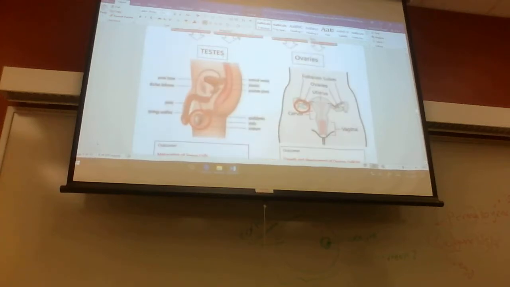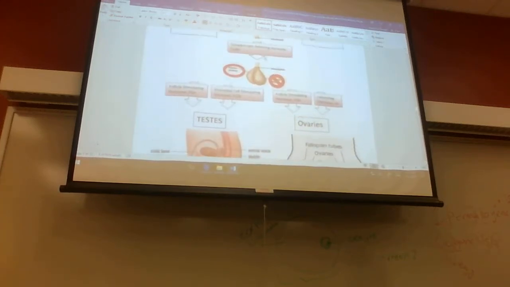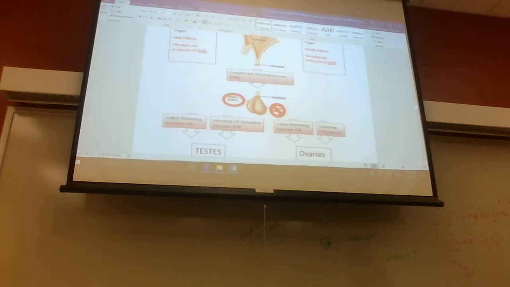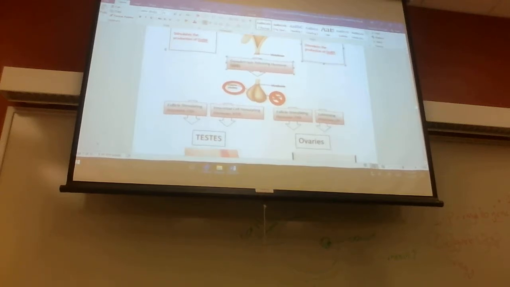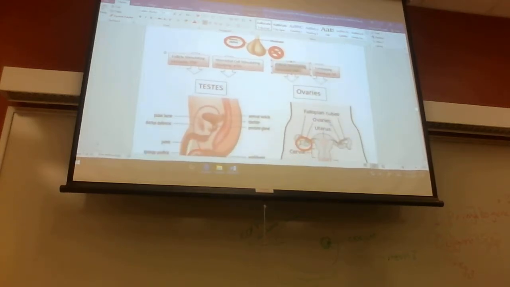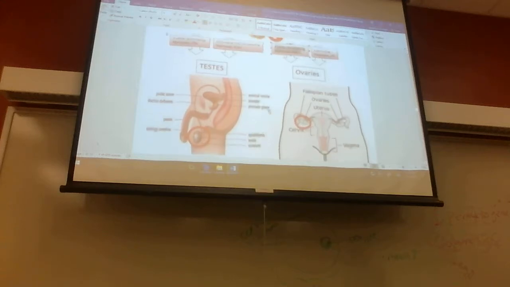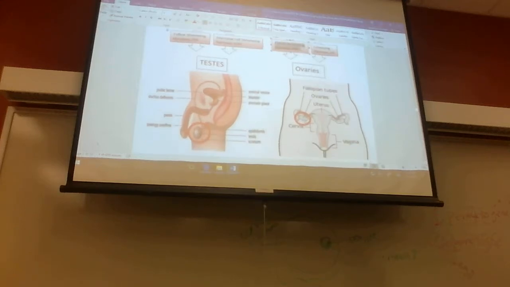Okay, so this is the overview on the right side. Okay, gonadotropin-releasing hormone, stimulated by female puberty. Gonadotropin-releasing hormone will go to anterior pituitary gland. Anterior pituitary gland will secrete follicle-stimulating hormone and luteinizing hormone. These will both go to the ovaries. So in the male, it went to the testes, and the female goes to the ovaries.